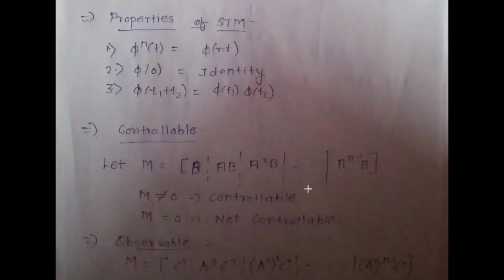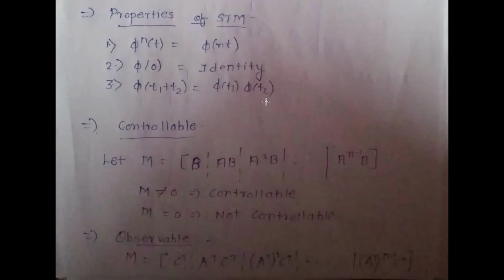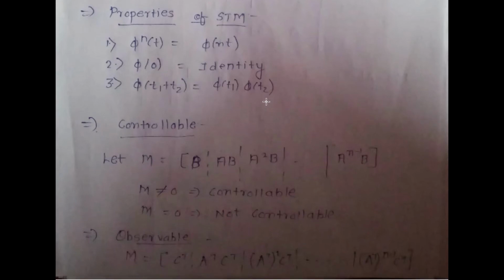We have certain properties of your state transition matrix. That is, phi raised to n, of t, is given as phi of nt, phi of 0 is an identity, and phi of t1 plus t2 is equal to phi of t1 into phi of t2. Understood? So the next thing that we have is controllable and observable.